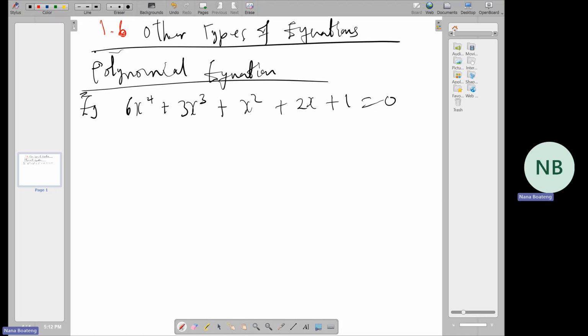And when we talk about the degree of a polynomial, it is the highest exponent of the variable term. So, for example, if we look at this, the highest power of the variable x is 4. So the degree of the polynomial is equal to 4.